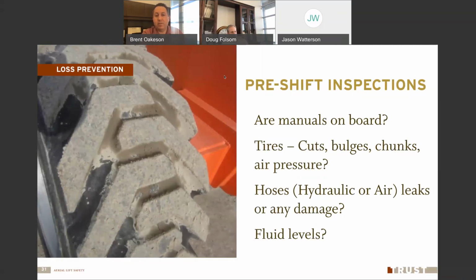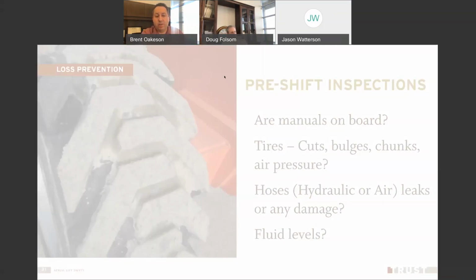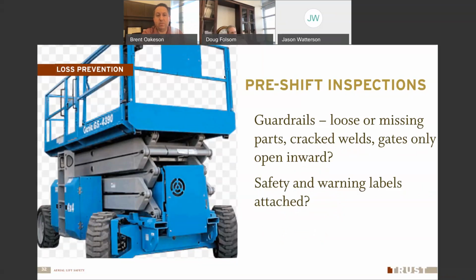Take a look at the tires, see if there's any cuts in it or bulges or chunks or air pressure coming down. You want to make sure that those tires are in really good shape before you go vertical. Check your hoses, look for leaks, look for any damage, look for any leaking fluids. Check your fluid levels. Look at the guardrails, make sure they're all in good shape, that there's nothing loose or missing, that welds aren't cracked, that gates are working properly and closing properly. Check all those things out.